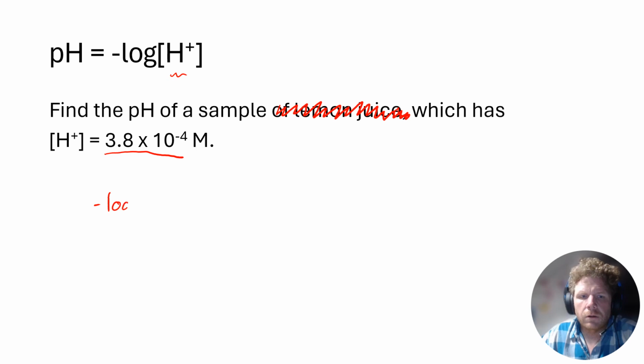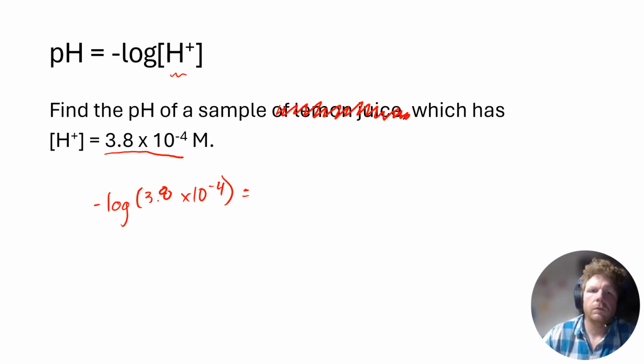Negative log and then 3.8 times 10 to the negative fourth. Now, you'll find the log function on your calculator and basically plug all that in. And the result of this is going to be your pH. And I find when I plug that in, I get an answer of 3.42.